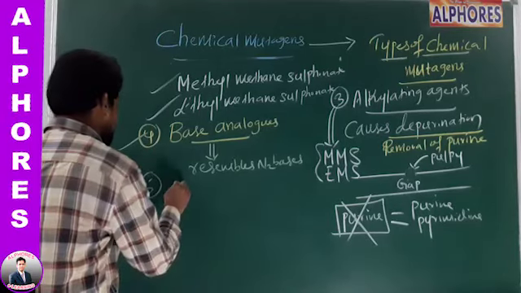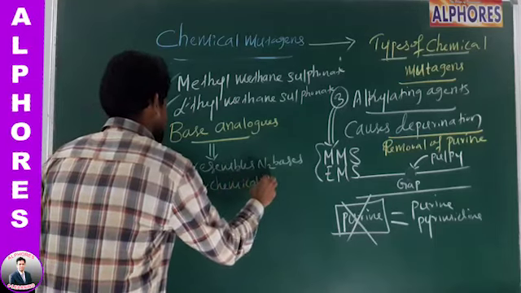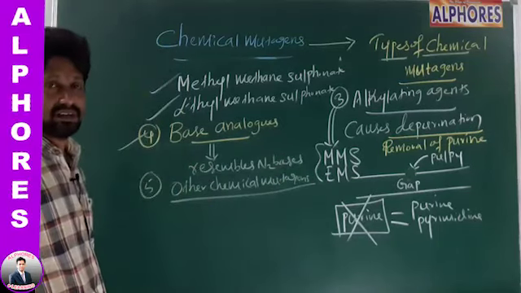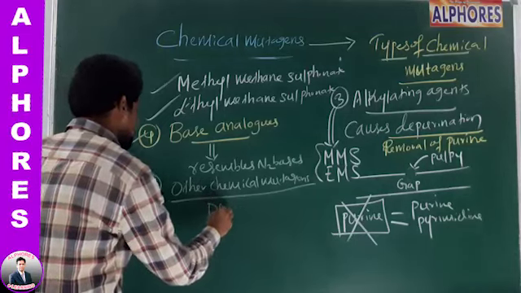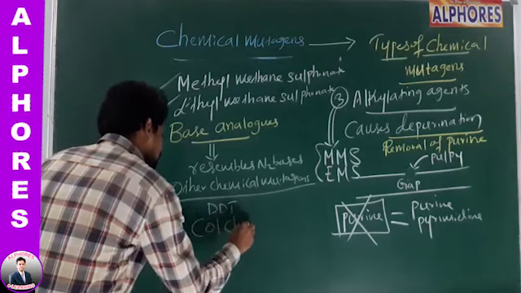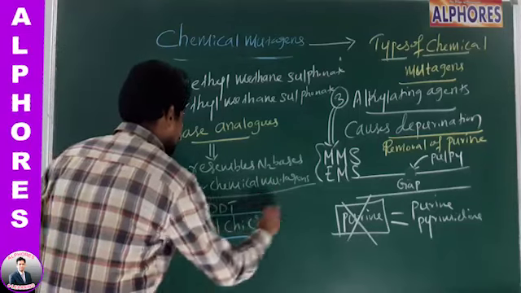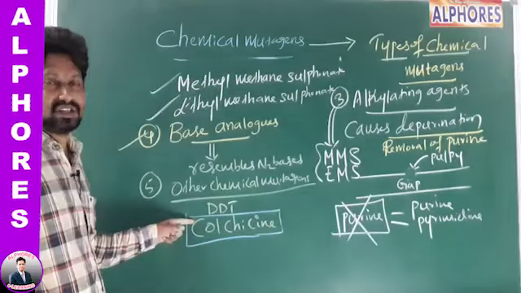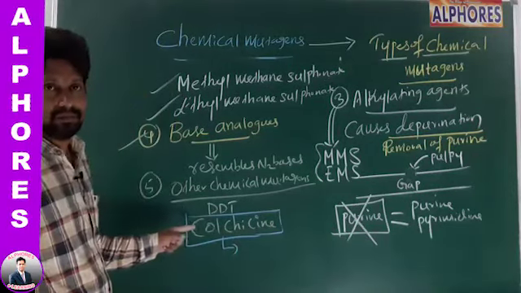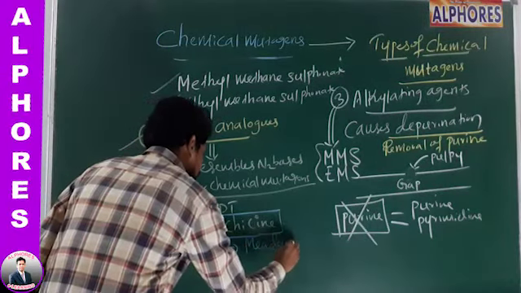Other chemical mutagens. You can take DDT. Even you can take colchicine, which we read in first year. Colchicine is a mitotic poison. This colchicine is extracted from Colchicum autumnale, the meadow saffron.